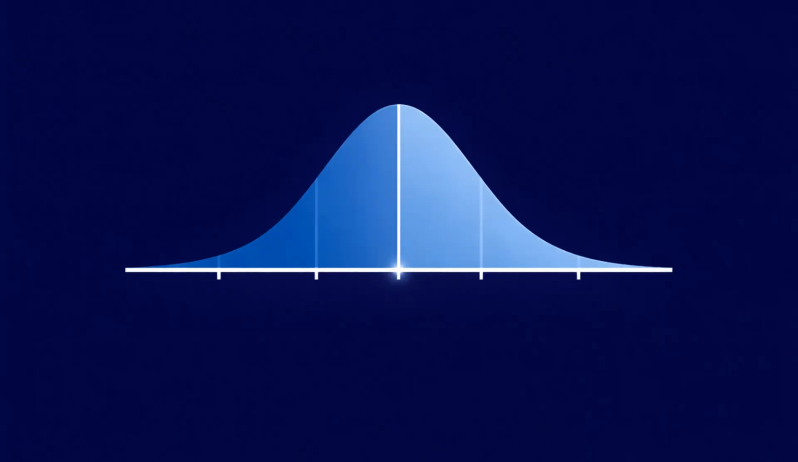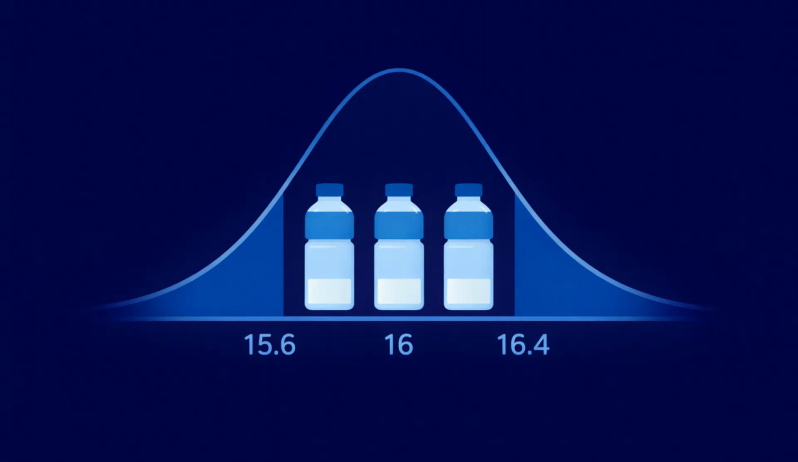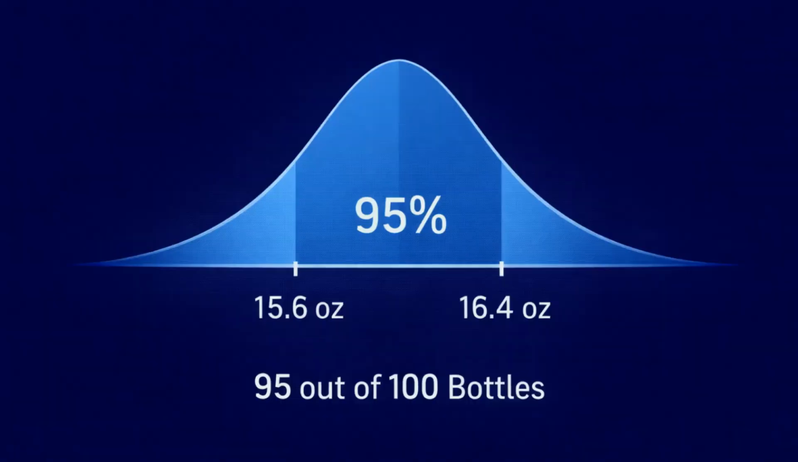This is a normal distribution problem because fill amount is a continuous measurement. In StatCrunch or another statistics calculator, you would choose the normal distribution calculator. You enter a mean of 16 and a standard deviation of 0.2. Because the requirement is between two values, you choose the between option and enter 15.6 and 16.4. The calculator returns a probability of about 0.95.